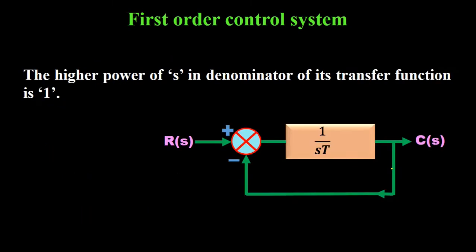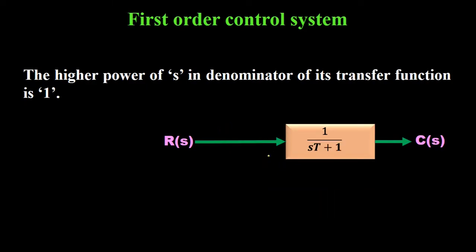The block diagram representation of the first order control system is shown here. When we find out the overall transfer function of this first order control system, we get 1 upon 1 plus sT. So from here, R(s) is the input excitation and C(s) the output of the system. So C(s) by R(s) is equal to 1 upon 1 plus sT we will get, where T is equal to RC and it is called as time constant.